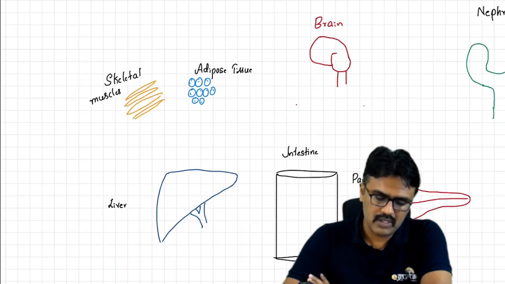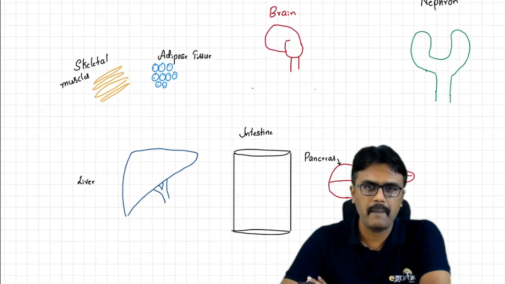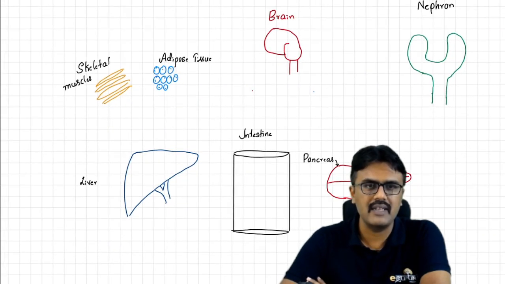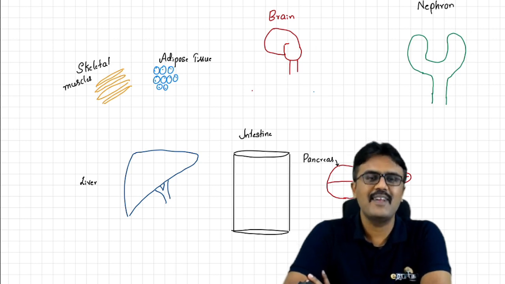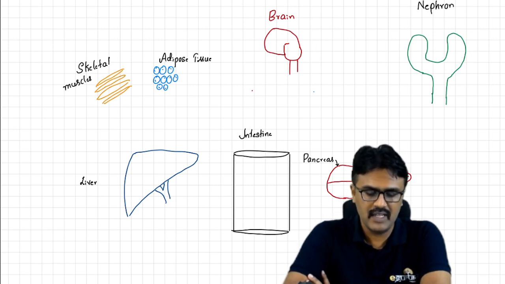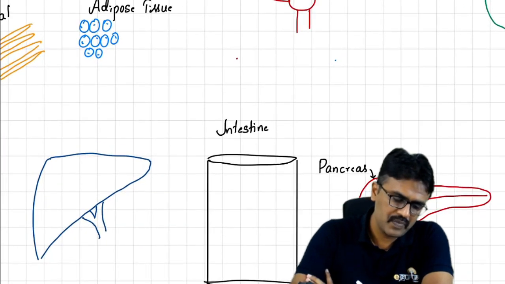Right. So this is a simple diagram, and in this I have represented the brain, the nephron, the intestine, adipose tissue, skeletal muscle, liver, and intestine. So I will tell you why I have represented this. Now, how does the glucose enter the body?